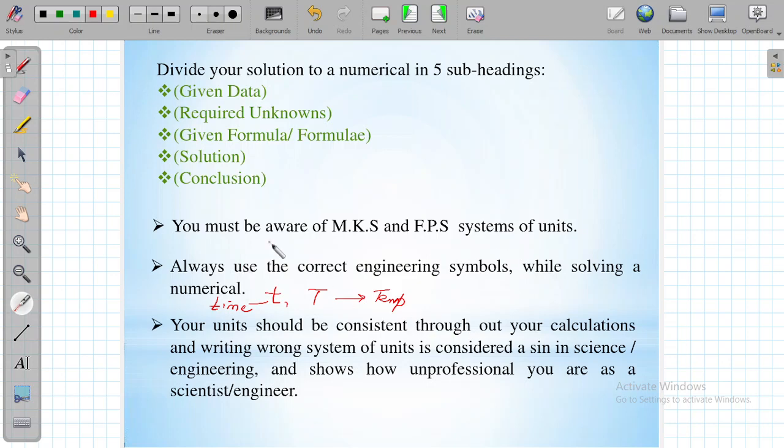If you are doing a numerical in the MKS system, all your answers must be consistent with that. If you're using the English system of units, all your answers and your units should be consistent with this. Do not mix one system with another. So this is very important.